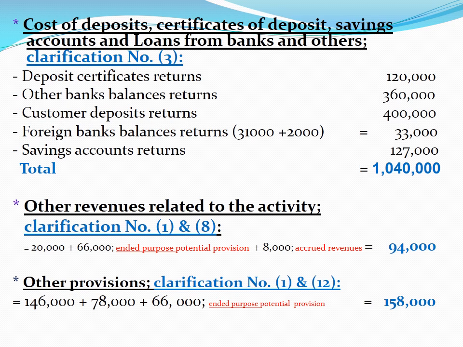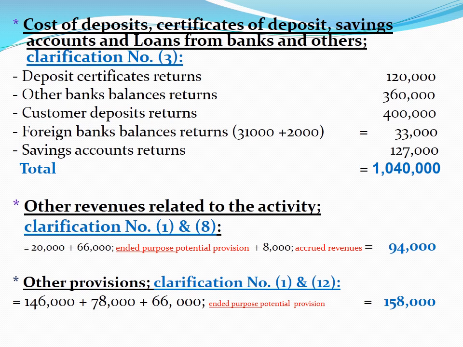Other revenues related to the activity, clarification number 1 and 8, 20,000 plus 66. What about the 66? Ended purpose potential provision. That is the first adjustment on page 244. Plus 8,000 accrued revenues we didn't receive yet, in your adjustments also, so it equals 94.